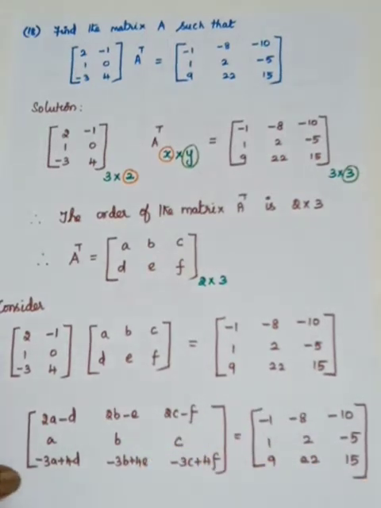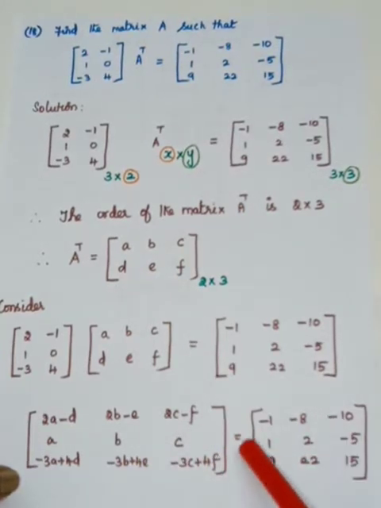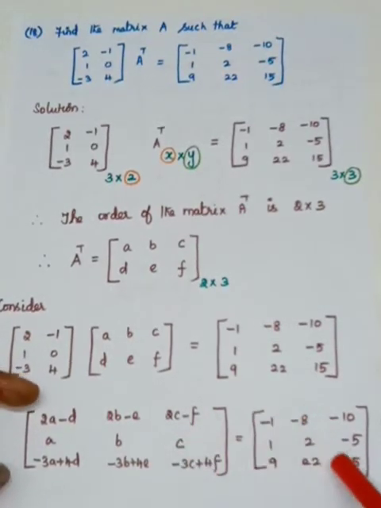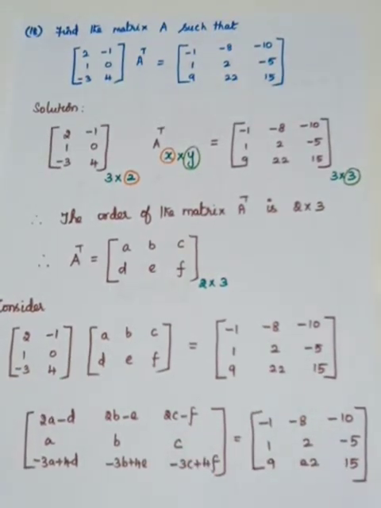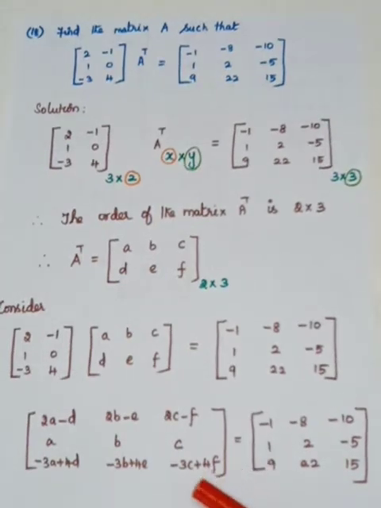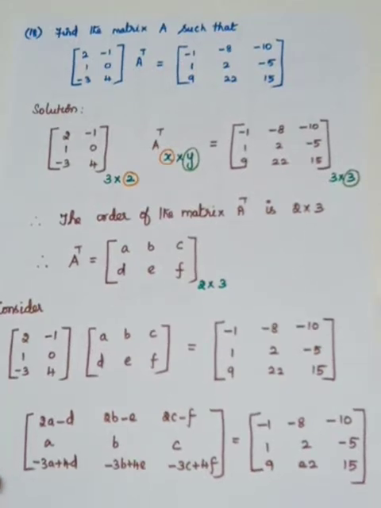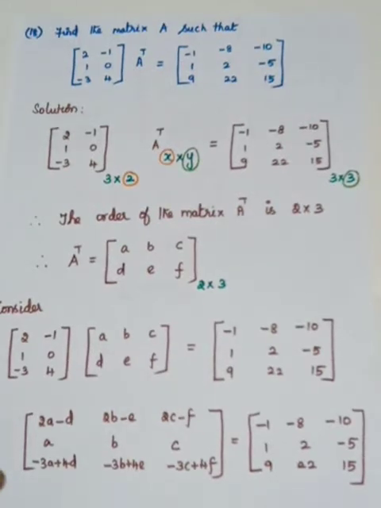So here on the left side you have one matrix and on the right side you have one matrix, and in between you have an equals sign. Therefore these two matrices are equal. When two matrices are equal, their order should be the same. You see the order of this left hand side matrix is 3 by 3, and the right hand side is also 3 by 3. The orders are the same. Next, the corresponding elements should be the same. So I am going to equate the corresponding elements.